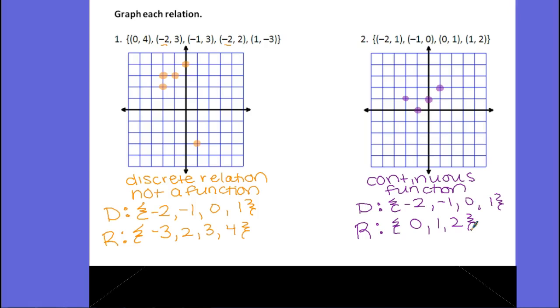Okay, take a minute, look at examples 3 and 4, and go ahead and list those coordinate points for me.